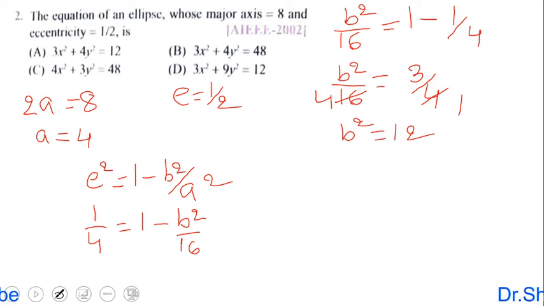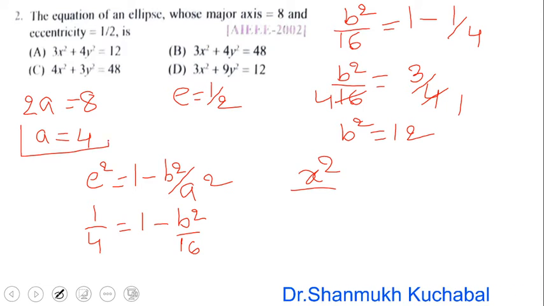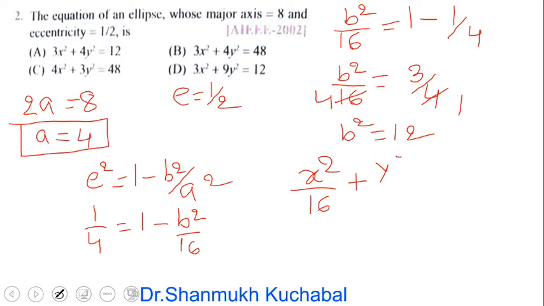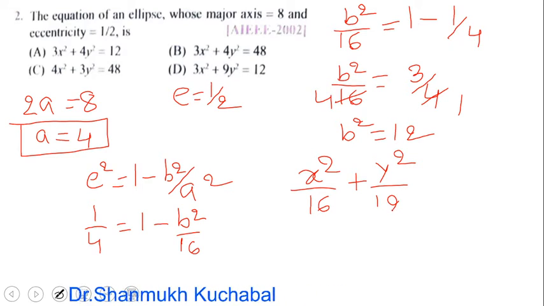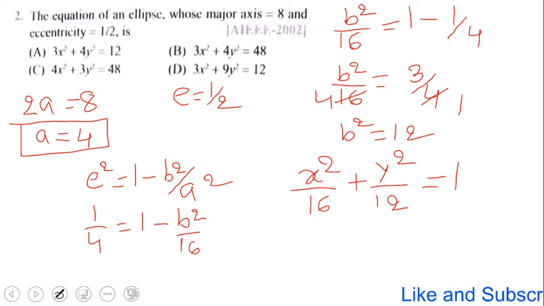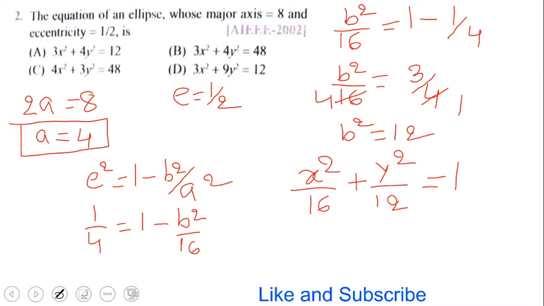So B square is this, A is this. Then we use the formula x square by A square, A is 4, 4 square is 16, plus y square by B square, B square is 12, equal to 1. So this equation we have to search for, but it is not among any of the options. Further, for 16 and 12 the LCM is 48. So throughout this equation we will multiply by 48.